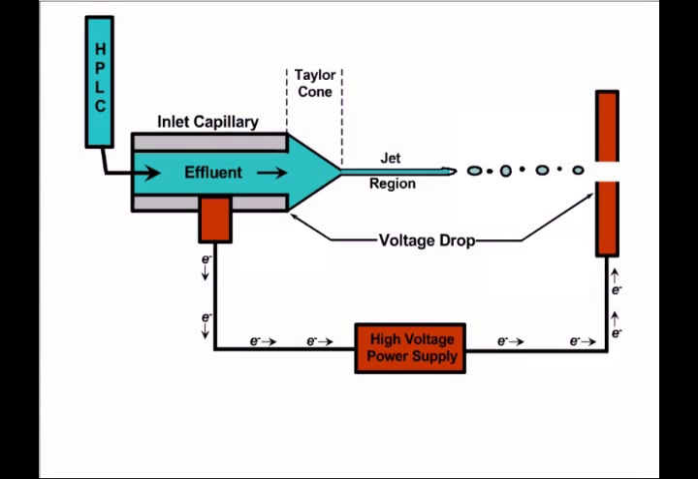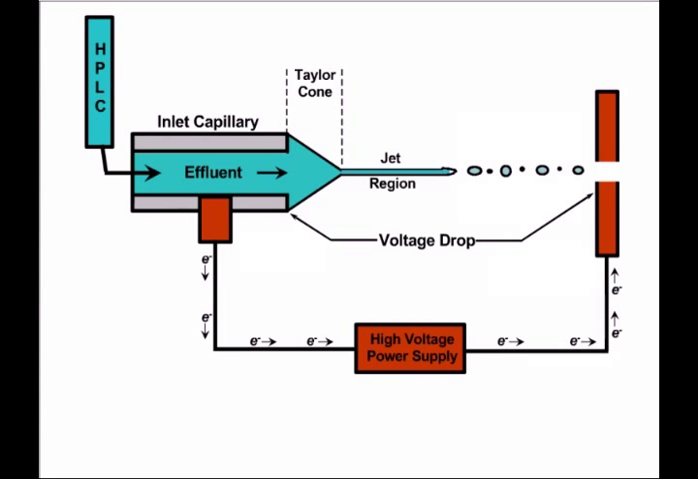The sign of the voltage drop across the atmospheric pressure interface will determine which ion types we're looking at. In this case, you'll see that the capillary itself, the inlet capillary, is the positively charged pole, and the inlet to the mass spectrometer is the negatively charged pole, meaning that we're going to select for positively charged ions. That is, positive ions will be attracted to the opposite sign at the inlet to the mass spectrometer.